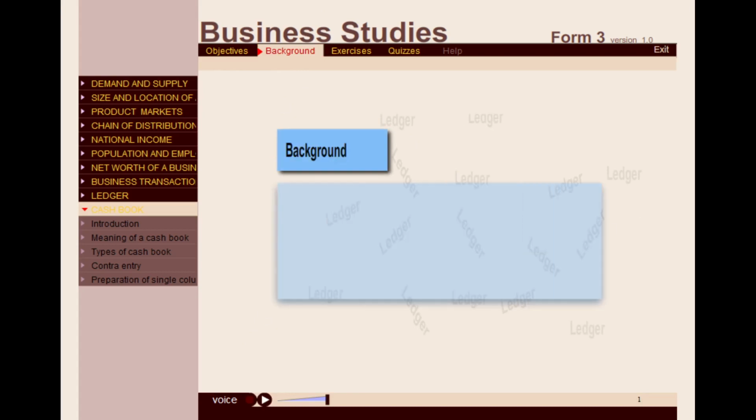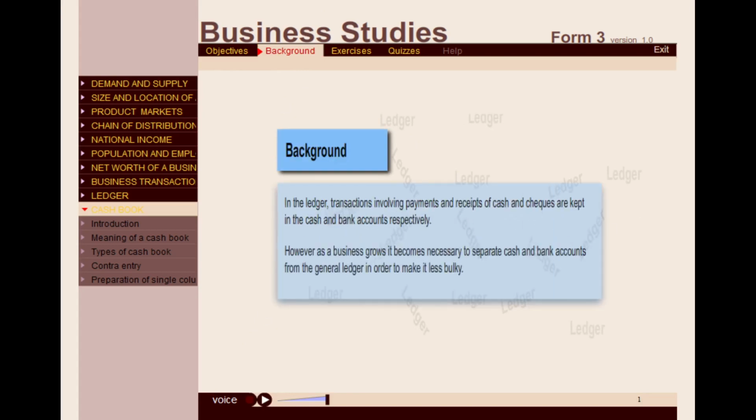Background. In the ledger, transactions involving payments and receipts of cash and checks are kept in the cash and bank accounts respectively. However, as a business grows, it becomes necessary to separate cash and bank accounts from the general ledger in order to make it less bulky.